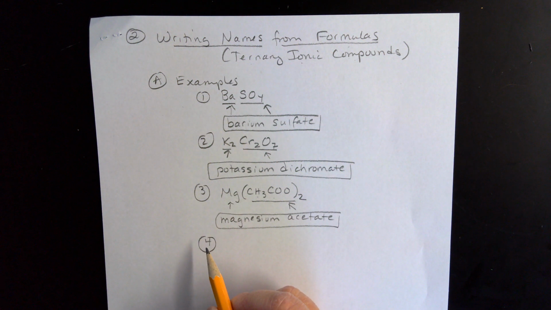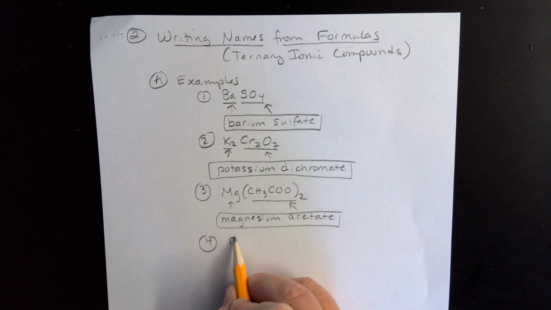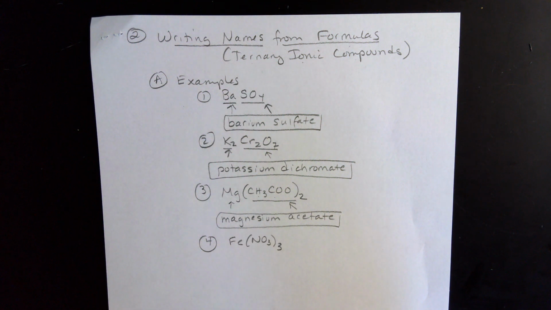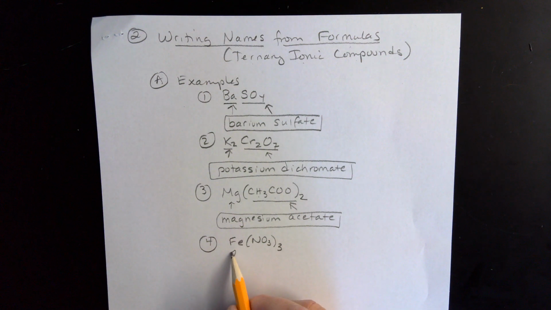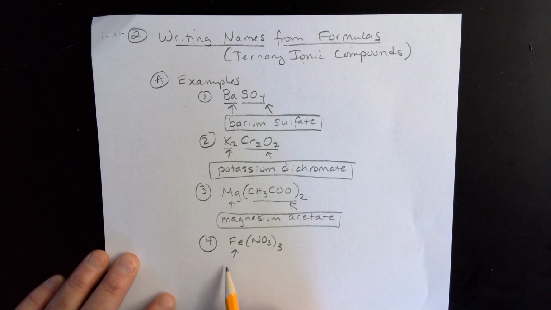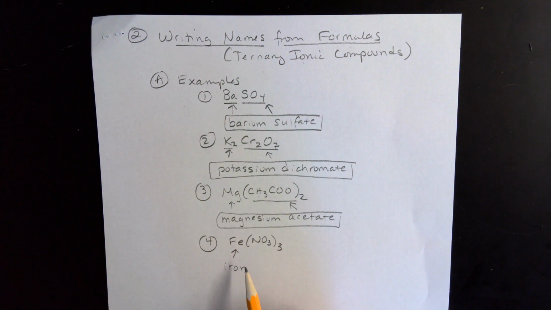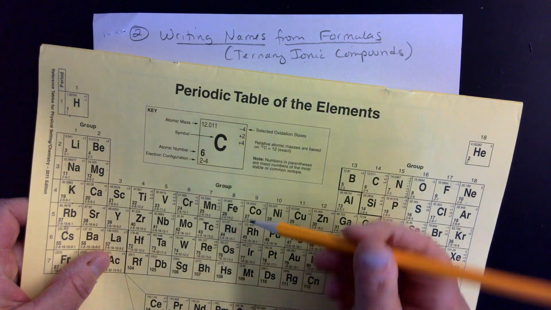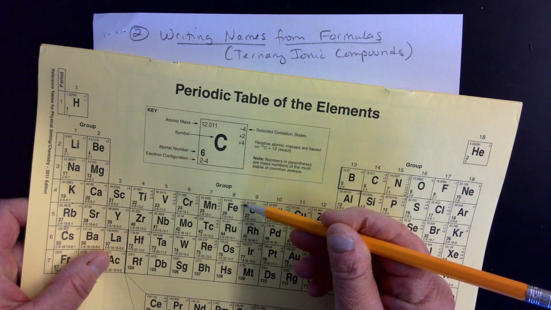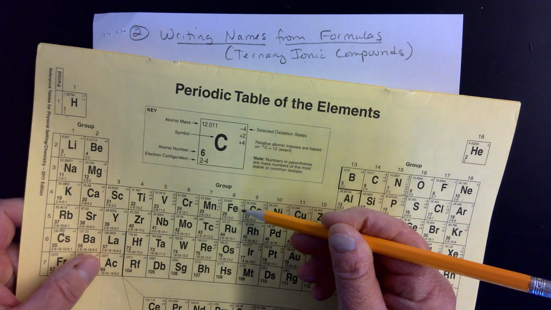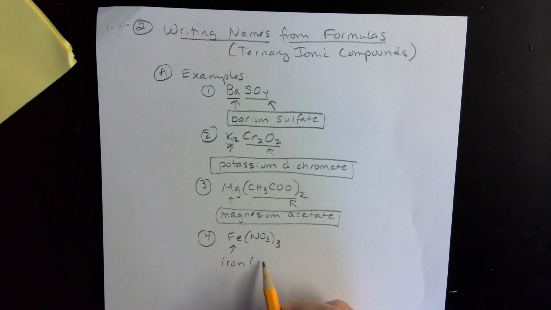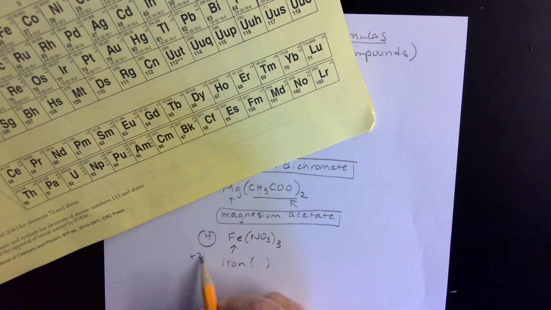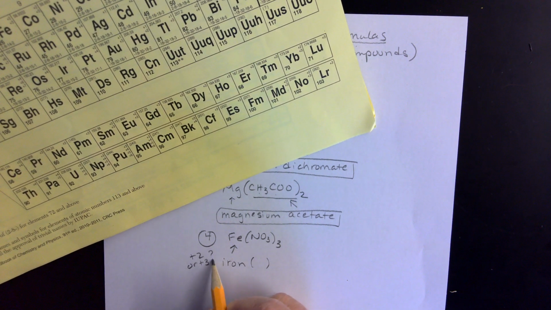A fourth example here is Fe(NO3)3. So let's go ahead and name this first element. It is iron. We're going to go to the periodic table and we're going to find iron, and we're going to see that it can be either a +2 or a +3. So we do need to specify that charge, right? So the question is, is iron a +2 or is it a +3?